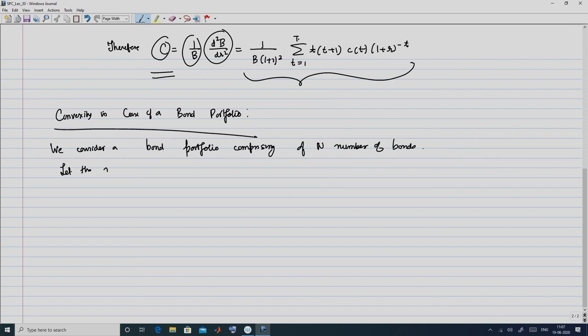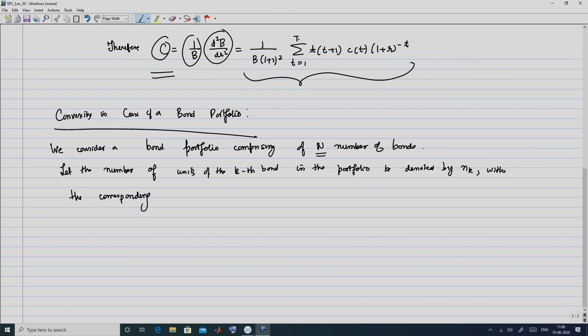and the setup is the same as that of duration in case of a bond portfolio. So, accordingly, let the number of units of the kth bond in the portfolio of these N bonds be denoted by n_k, with the corresponding prices being denoted by B_k(r), for k equal to 1, 2, all the way to capital N.